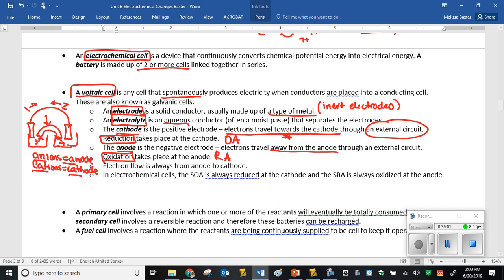Yeah. The external circuit. And so the electrons can travel through that metal conductor in the external circuit, but down in the solution, that's where your anions and cations are moving around. Right. And so the electrons are going out in the external circuit, and then those charged particles complete it the other way around. Is that what you're asking? Yeah.